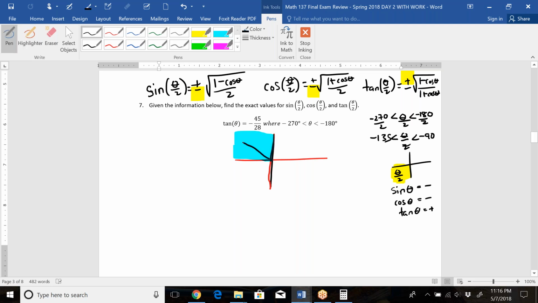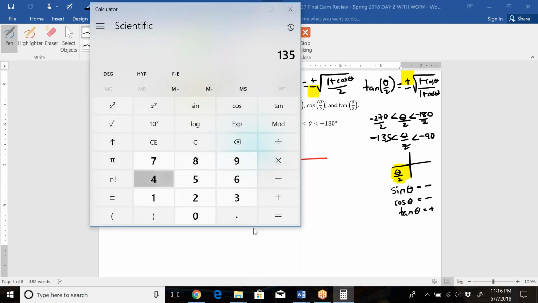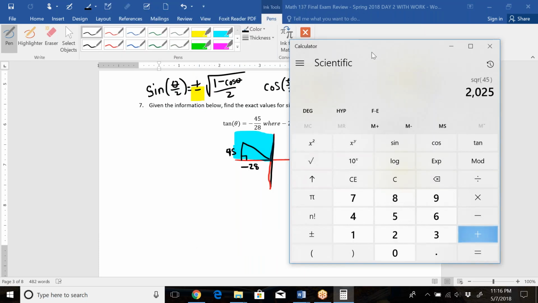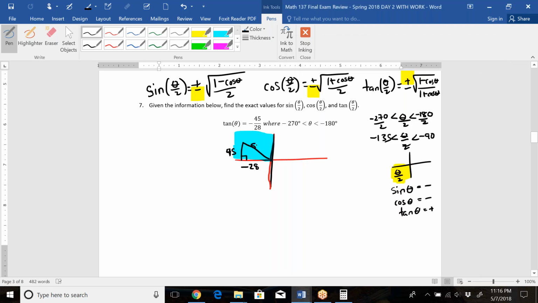Let's draw that triangle. Tangent is negative 45 over 28. So the negative is on the x value in this quadrant. And then we would do 45 squared plus 28 squared. And we need to take a square root of that, which is 53. So my hypotenuse is 53. And that tells me what my cosine is. So cosine of theta is negative 28 over 53.